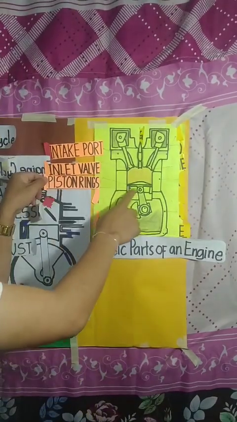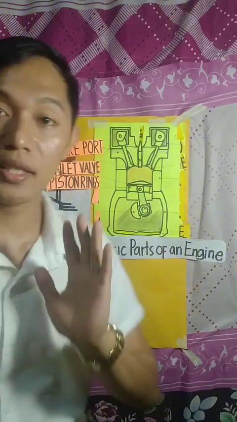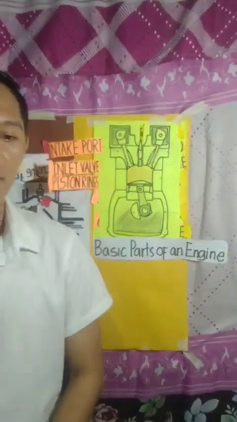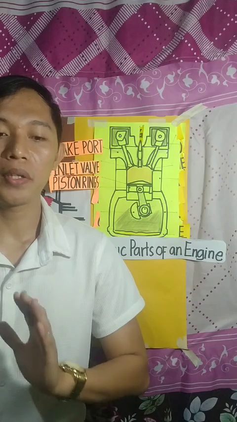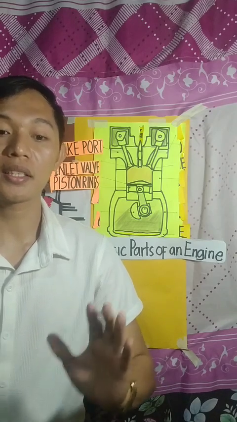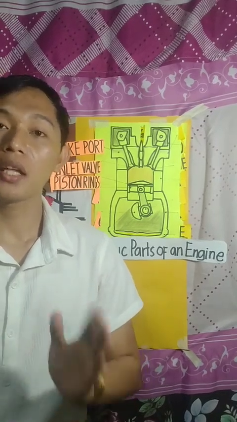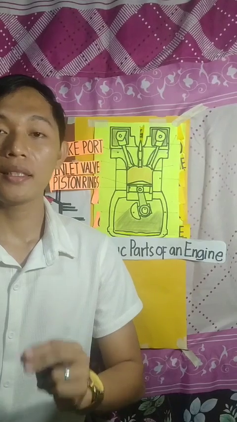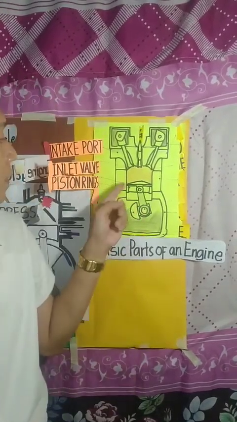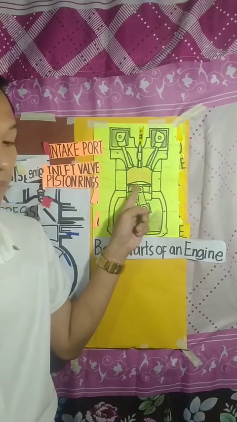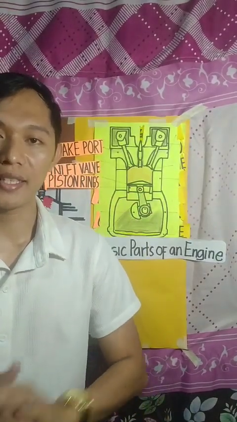Number 3, the piston rings. What are piston rings? Piston ring is a critical component that seals the gap between the piston and the cylinder wall, preventing engine oil from leaking into the combustion chamber and combustion gases from escaping into the engine's crankcase.